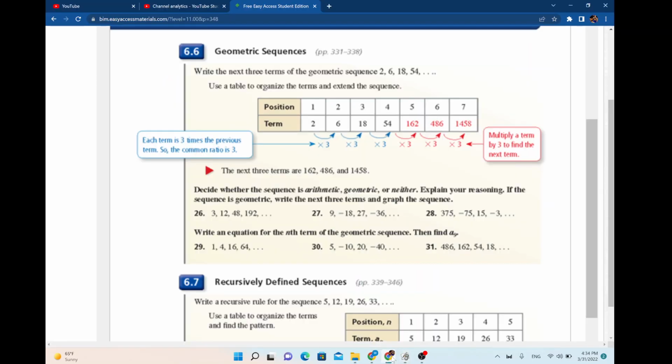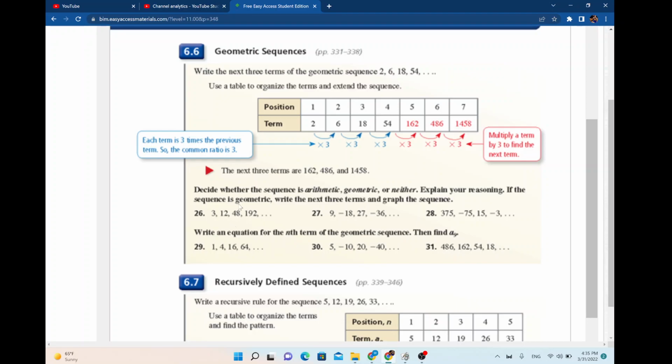Okay, so now going back to this template. Decide whether the sequence is arithmetic, geometric, or neither. Explain your reasoning. So 3 to 12. In order to get this number, we either add 9 or multiply by 4. Okay, so we cannot decide yet. In order to go from 12 to 48, it looks like we need to multiply this number by 4. What about the previous number? Can I multiply by 4 to get 12? Yes, you may. So that means 26 is considered a geometric sequence.